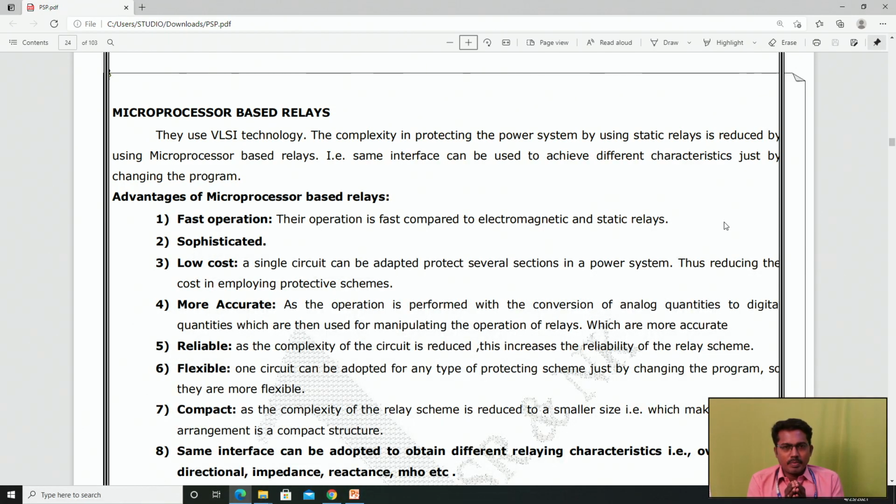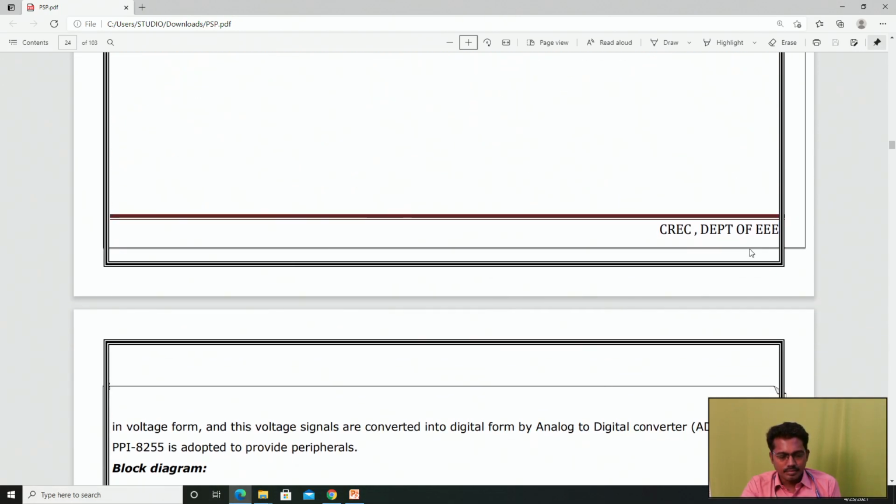The electromagnetic relay does one operation, and the static relay does one or two operations. But when you go for the microprocessor relay, in a single control circuit we can operate n number of relays: overcurrent relay, distance relay, ohmic relay, reactance relay, power relay, negative sequence relay, and so on, all controlled by a single microprocessor. In a static relay it is not possible to control at a single point. We cannot control n number of relays, since it is an individually operating relay.